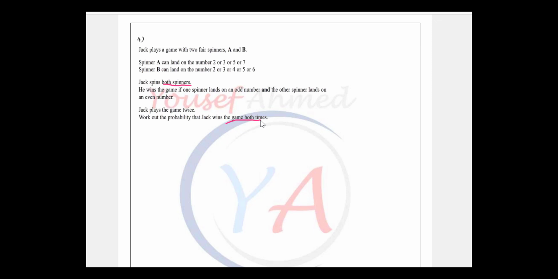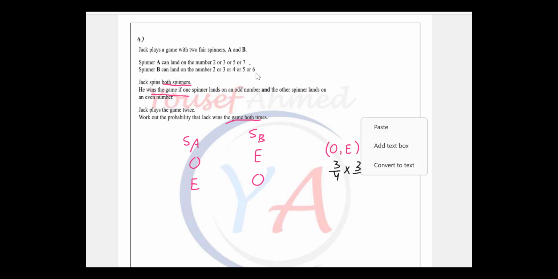So he wins the game if one comes on odd and the other one comes on even, but it wasn't mentioned which one comes on odd and which one comes on even. Let's say spinner A here, and then we have spinner B. He wins if it comes odd here and even here, or if this one comes even and this one comes odd. So let's see the first probability: odd, even. Odd on spinner A and even on spinner B. Odd on spinner A, how many are there? 1, 2, 3, 3 numbers out of 4. 3 out of 4 times even on spinner B. It's 1, 2, 3, 3 out of 5. So the probability is 9 out of 20.